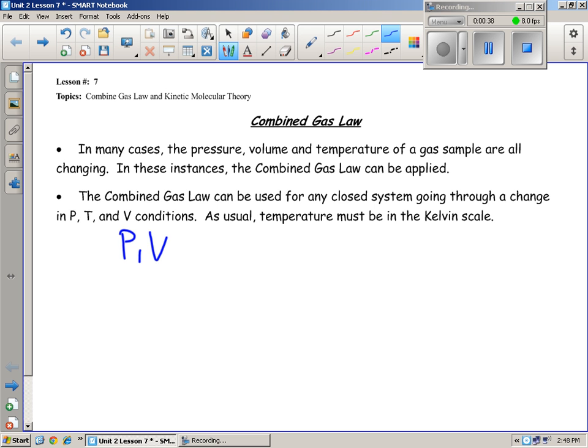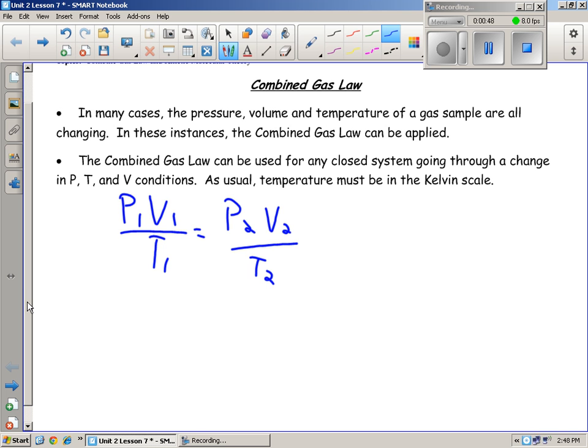By the way, combined gas law looks like this here. So you're going to write this down. Like so. Okay? P1 V1 over T1, initial conditions. P2 V2 over T2, final conditions. Okay? 6 variables up here. 6. Okay? And we need to be able to solve for one of those. Now, like I said, combined gas law can be used for any closed system going through a change in pressure, temperature, and volume.